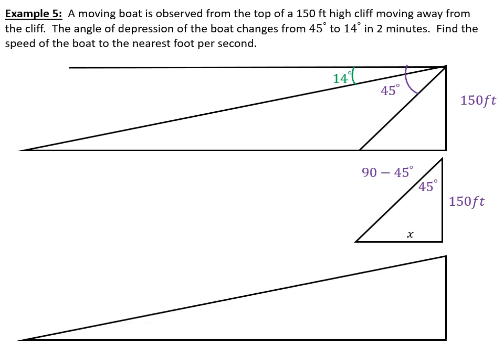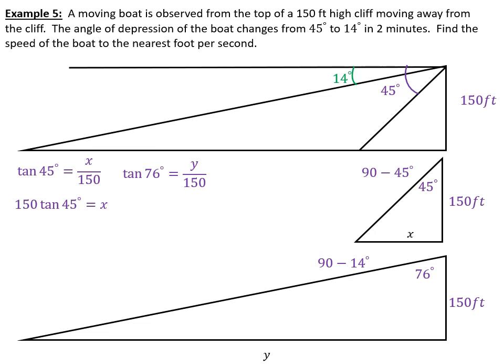And then we've got a bigger triangle, still 150 feet. That total distance away from the cliff is y. That angle of depression is 14 degrees, so 90 minus 14 tells us that we've got 76 degrees left for that. Now the relationship we've got, we don't have the hypotenuse in either case, so both of these are tangent problems. Tangent of 45 equals x over 150. Tangent of 76 degrees equals y over 150. Solve both of those for x and y, so multiply both sides by 150, and we get x is about 150 and y is about 602.